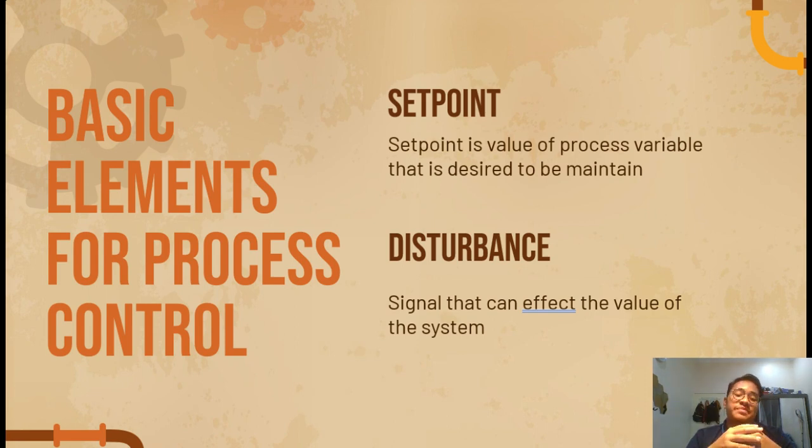Next, let us move on to the basic elements for process control. The first one that we have here is the set point. Set point is a value of the process variable that is desired to be maintained, which means that this set point is a value that we need to maintain in order for the system to work properly. Next, we have a disturbance. Disturbance is a signal that can affect the value of the system. Now, remember what I told you in the last slide, which is the closed loop system. Disturbance is a signal that can affect the value, which means that we don't want this disturbance in our system because it can ruin the output of our system.